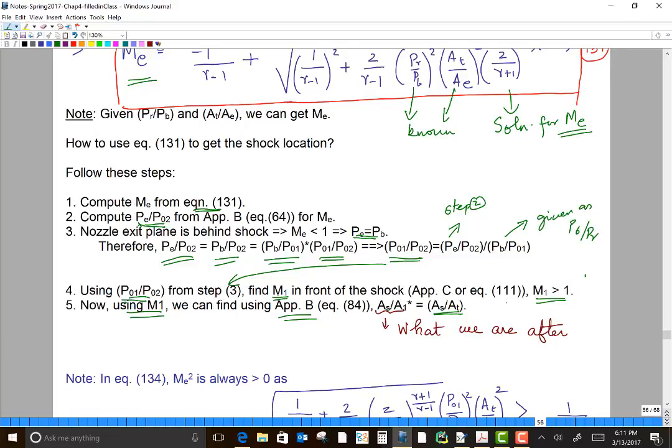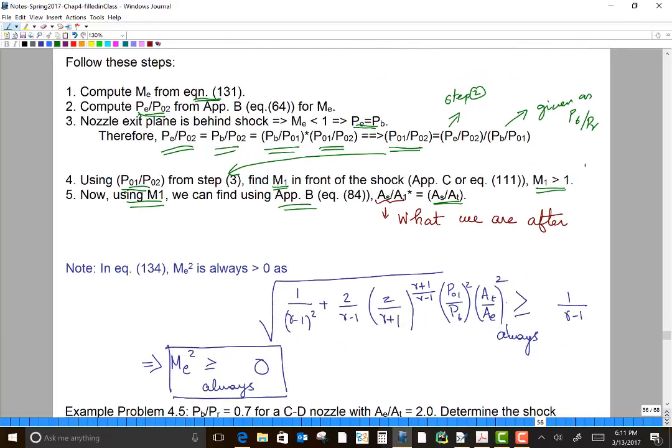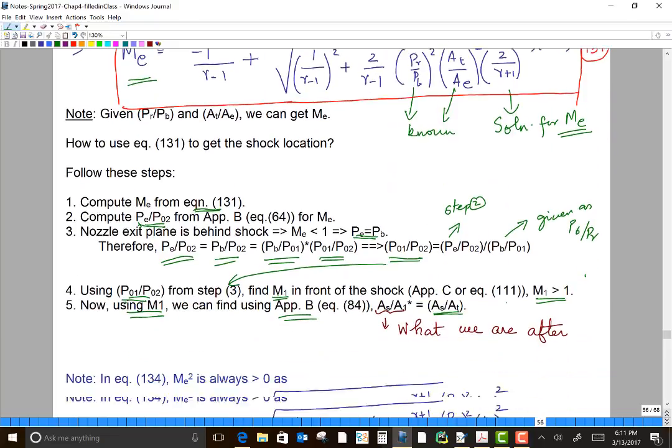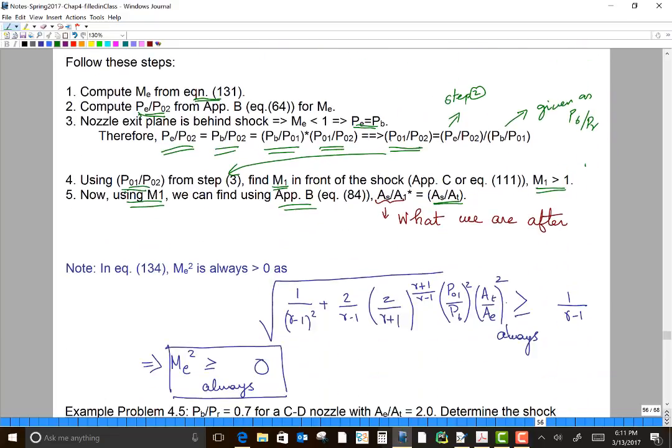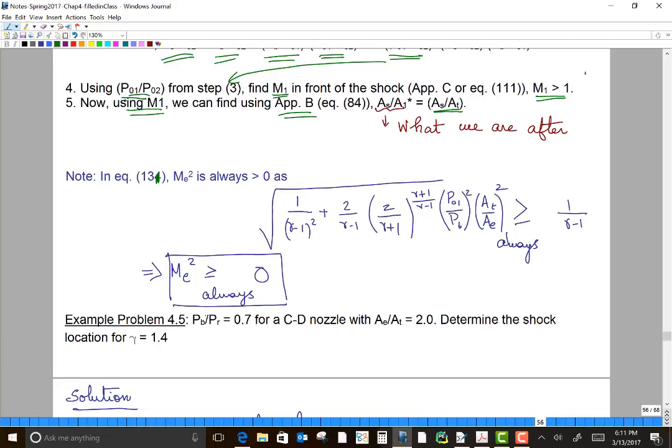Okay, so in this equation 131, the ME squared is always greater than 0, okay? So that is an observation, which means you will never get an imaginary solution. It'll always be a positive real solution, okay?